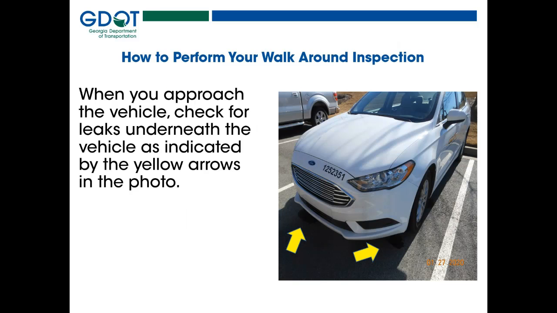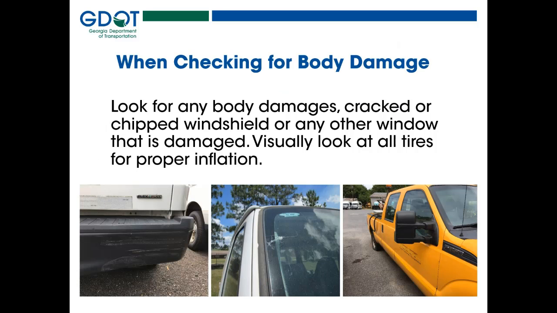How to perform a walk-around inspection. When you approach the vehicle, check for leaks underneath the vehicle as indicated by the yellow arrows in this photo. Look for any body damages, cracked or chipped windshield, or any other window that is damaged. Visually look at all tires for proper inflation.